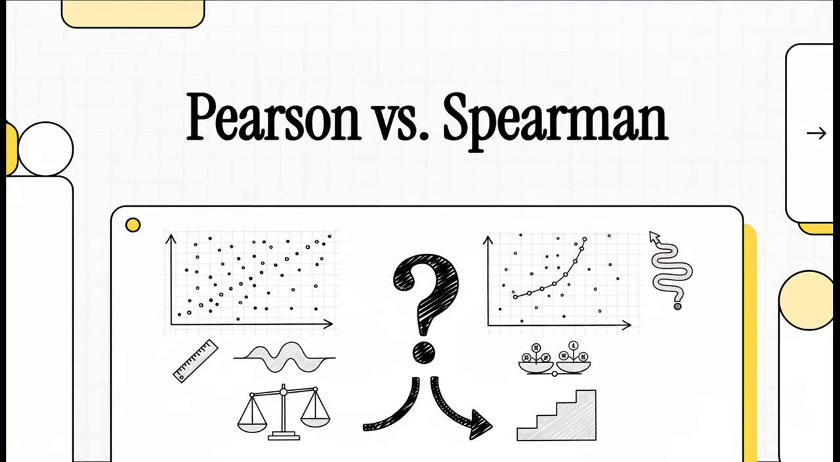So you've got two sets of data. How in the world do you know if they're actually connected? Well, you might reach for a correlation test like Pearson or Spearman. But here's the thing. Choosing the wrong one can send you down a completely wrong path. Today, we're going to break down which tool to use and why getting this right is so critical.